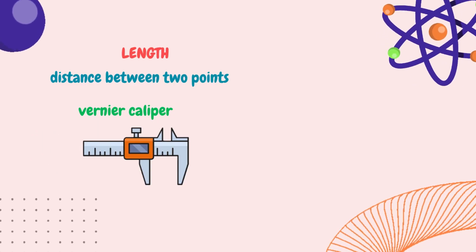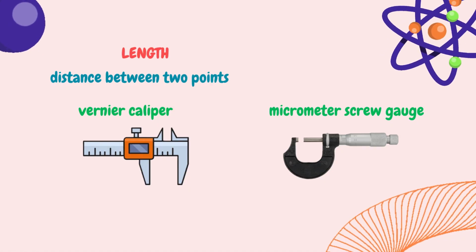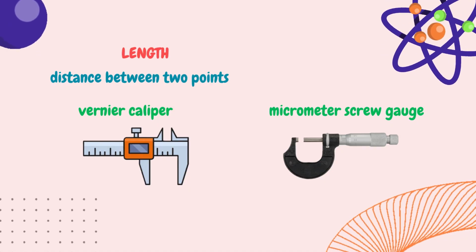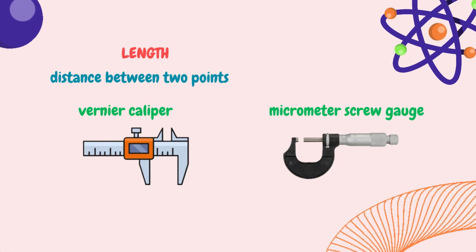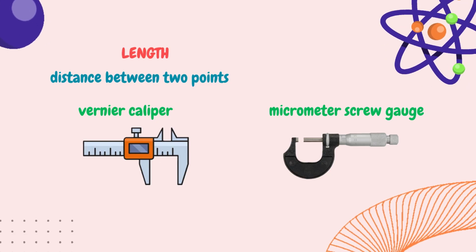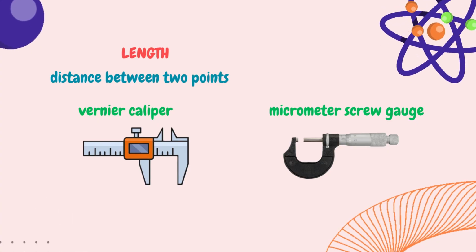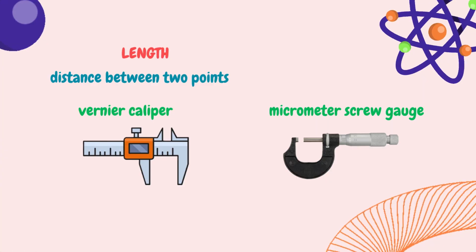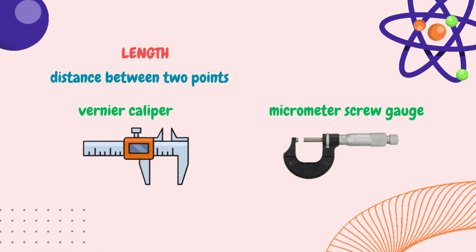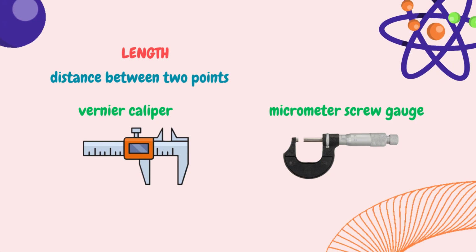And finally, the micrometer screw gauge, the ultimate tool for extreme precision. Imagine measuring the thickness of a single strand of hair, or the diameter of a razor blade. The micrometer screw gauge is precise enough to measure the thickness of human hair. That's typically around 0.07 millimeters.